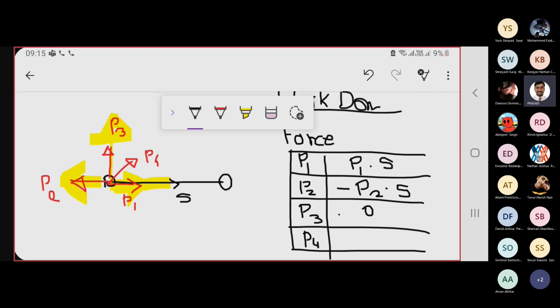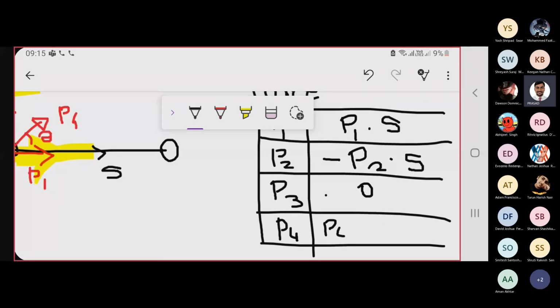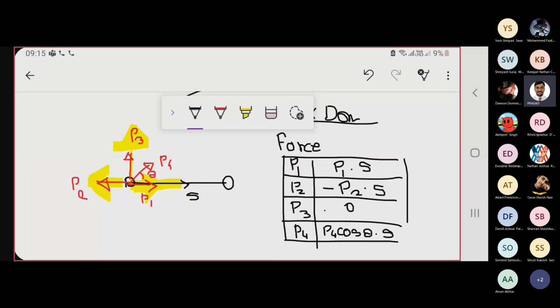Then the last one: let's say P4 is making an angle theta. Then what will be the force along the line of action, that is the x direction? P4 cos theta. And how much distance does it travel? So total work done. This is just an illustration of how you can calculate work done for different forces. Now we have to use this for our work energy principle.